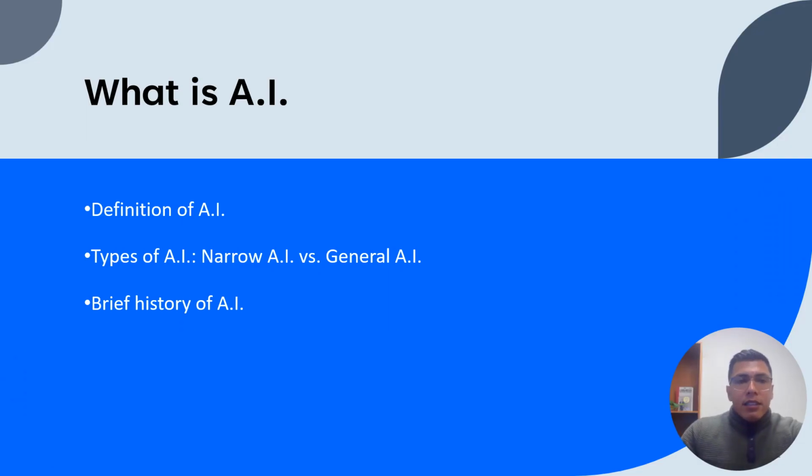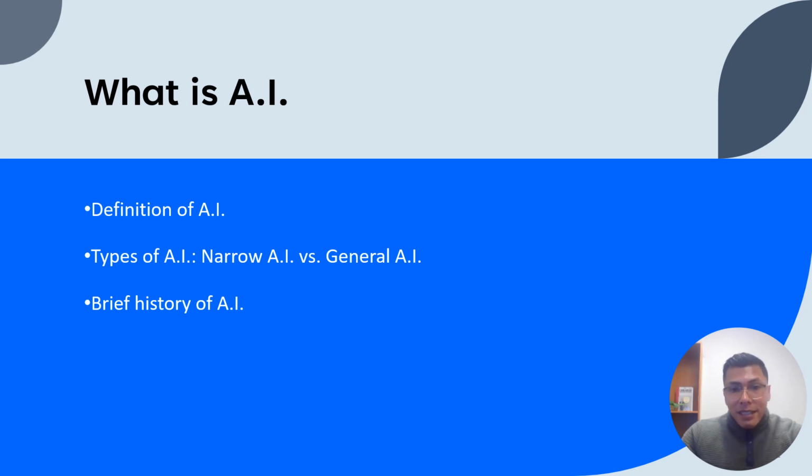To begin, let's define AI. AI, or artificial intelligence, refers to the development of computer systems that can perform tasks that usually require human intelligence. These tasks include learning, reasoning, problem solving, perception, and understanding natural language.